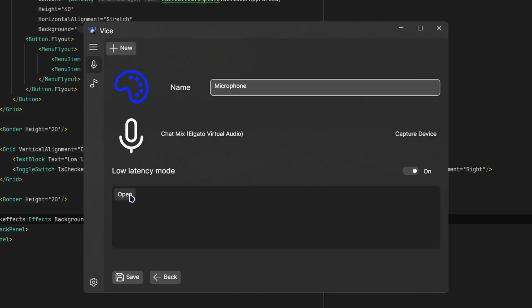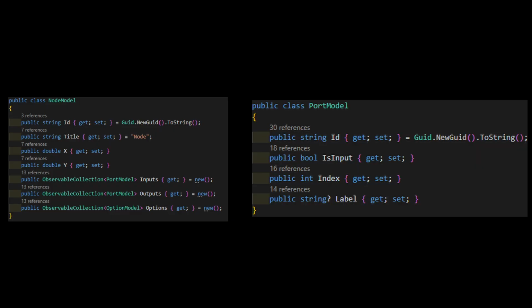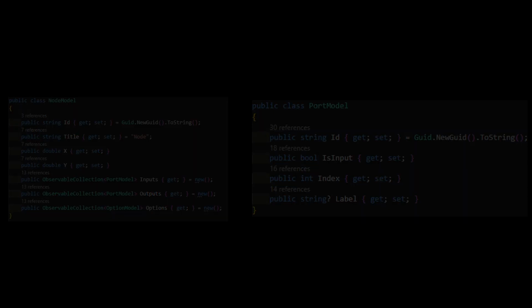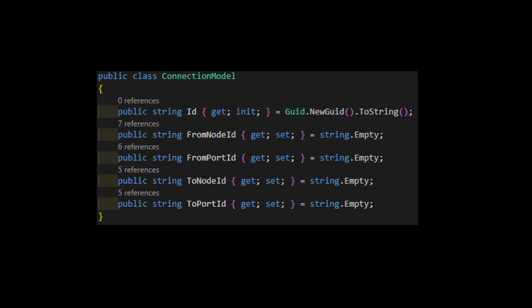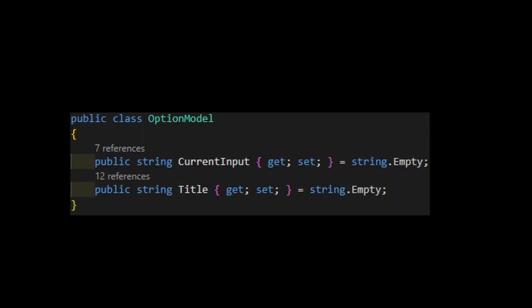Starting off, I added a menu to add a node, which then got updated to this. I started making the node editor, which just visualized the nodes on a canvas. The node control generates these from a node model and a port model. The ports are able to be connected to each other using a connection model. The nodes were then given text boxes for effect intensities. This was made from an option model.